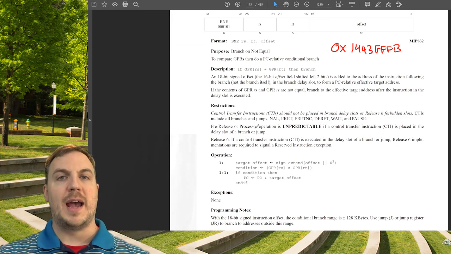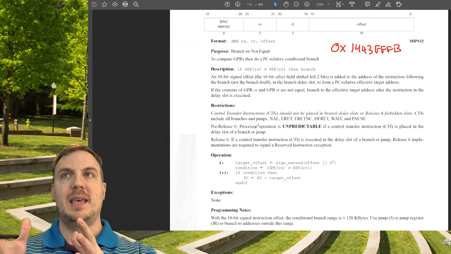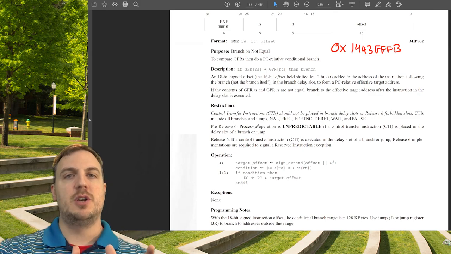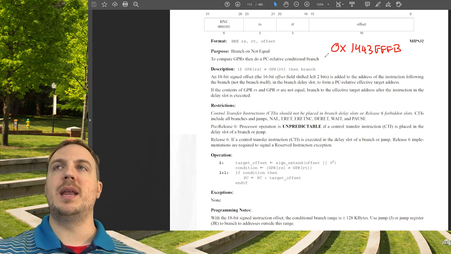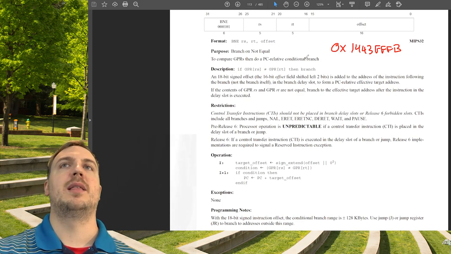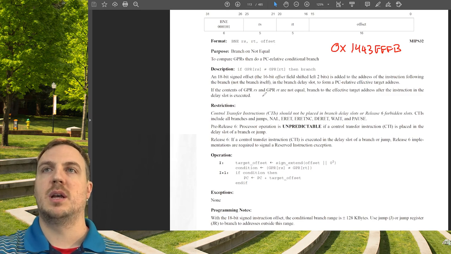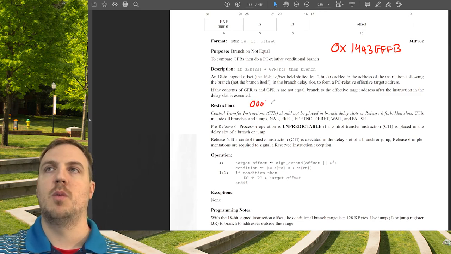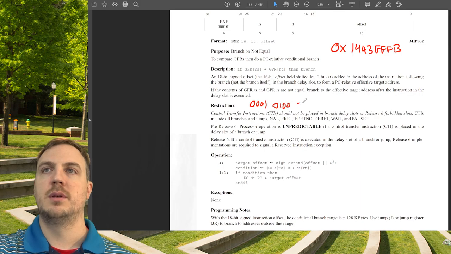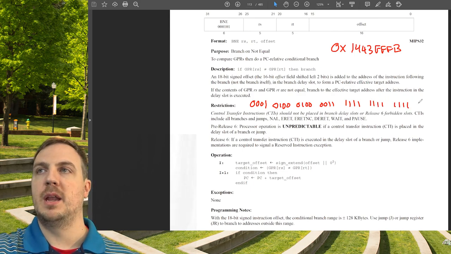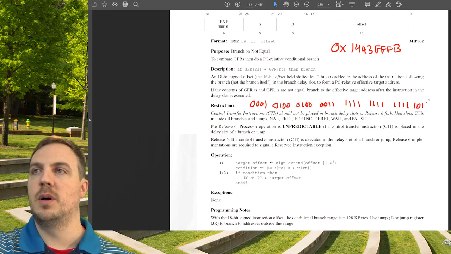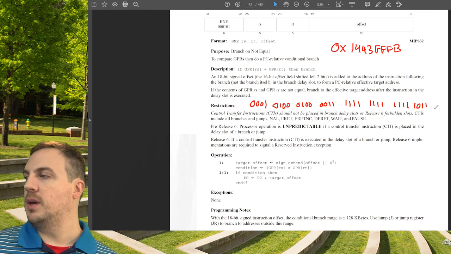So before the computer actually reads our instruction, it will take the immediate, this offset, and left shift it 2 places. That's how we get an 18-bit offset using this, okay? So now what we need to do is decode RS, RT, and then the offset. So first thing I'm going to do is convert this to binary. So 1 is 0001, 4 is 0100, 3 is 0011, F is all ones, and B is 11, so that's 1011. Okay, so that's what we're looking for.